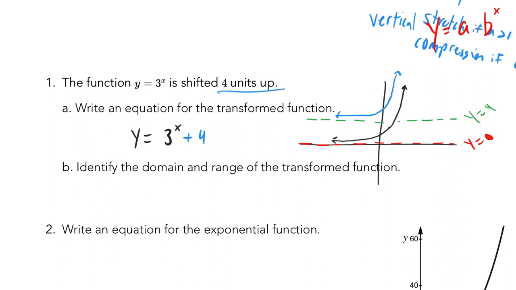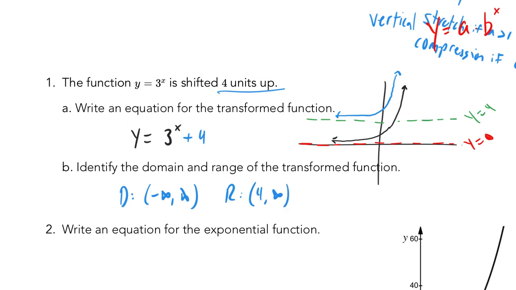So looking at the domain and range of that new function, it's going to go left forever. It's going to head off towards negative infinity. It's going to go right forever, so let's head off towards positive infinity. Our range, however, will change. So the lowest value, low to high, is going to be 4, but not quite 4. So we're just getting closer and closer to 4 as we head off to the left, but not actually going to touch it. And then it will go up forever.